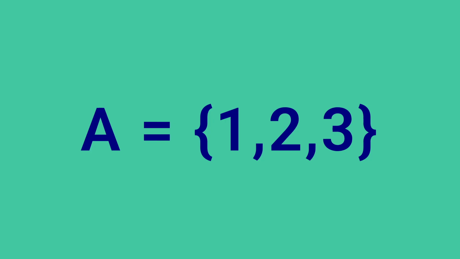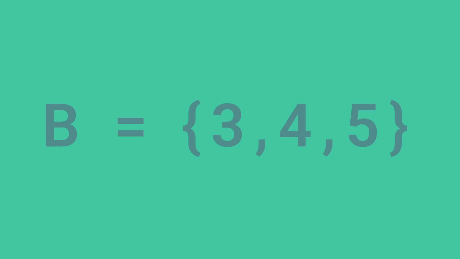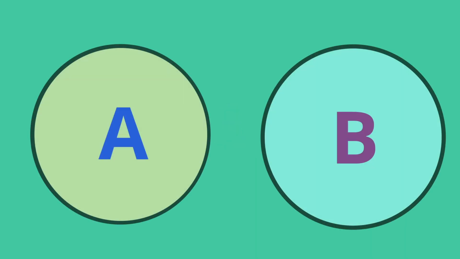Let's go back to the example of set A, which is equal to the set containing 1, 2, and 3. And let's say that there's set B, which contains the numbers 3, 4, and 5. And we can represent each of these sets using circles. So set A and set B respectively, and our question is, which elements or which numbers do both A and B share?